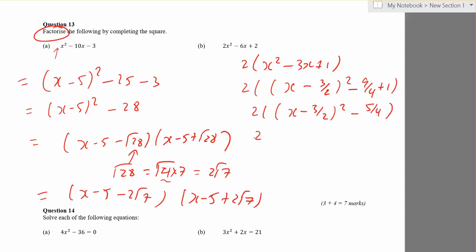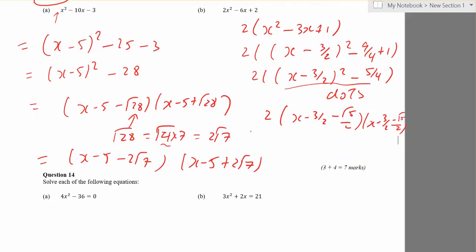Simplify that. So I expand the bracket so that I can put the 2 back inside. So 2 times the bracket is just 2 times the bracket. 2 times -5 over 4 is actually, no, wrong method because I'm trying to factorize. So I'll just use dots inside. So dots here. So go 2 times x minus 3 over 2 minus root 5 over 2, times x minus 3 over 2, sorry, not root 3 over 2, plus root 5 over 2, like that. Okay, yeah, you can leave it in that form. That should be fine.